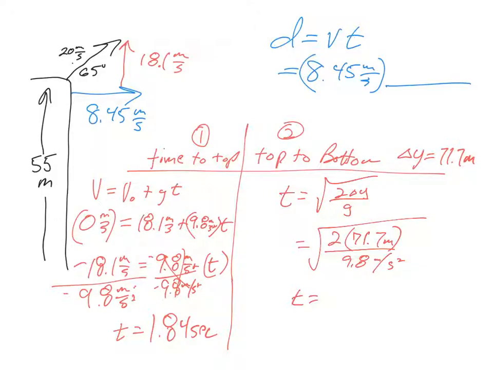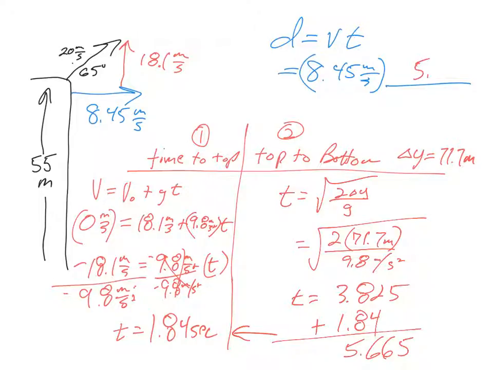My second piece of time is 3.825. I'm leaving it in my calculator, and I'm going to add that 1.84 to that time, and I get a total time of 5.665, which I'm going to leave in my calculator, times 8.45, and I get a grand total distance of 47.9 meters. Woo woo.